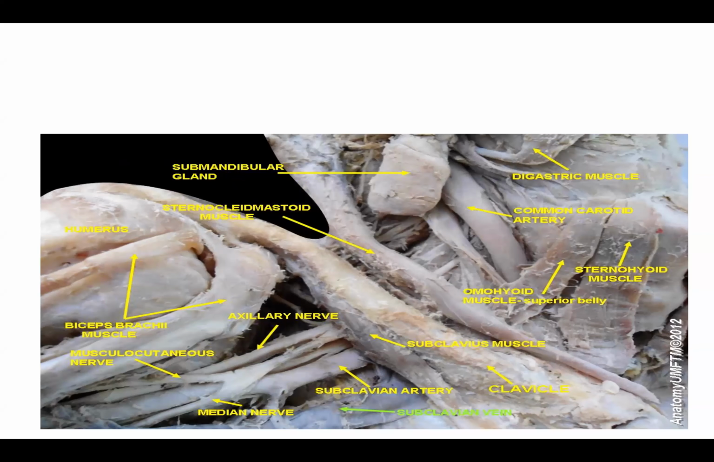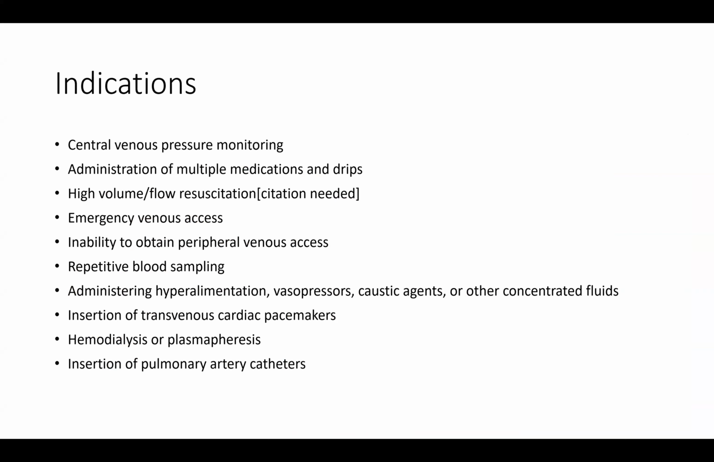So what are the actual indications for subclavian access? Subclavian access is one of the central venous accesses. Apart from the subclavian access, if you are doing a central line or catheterization, you can also use the internal jugular vein or the femoral vein. These are the key things that we use for central line catheterization.